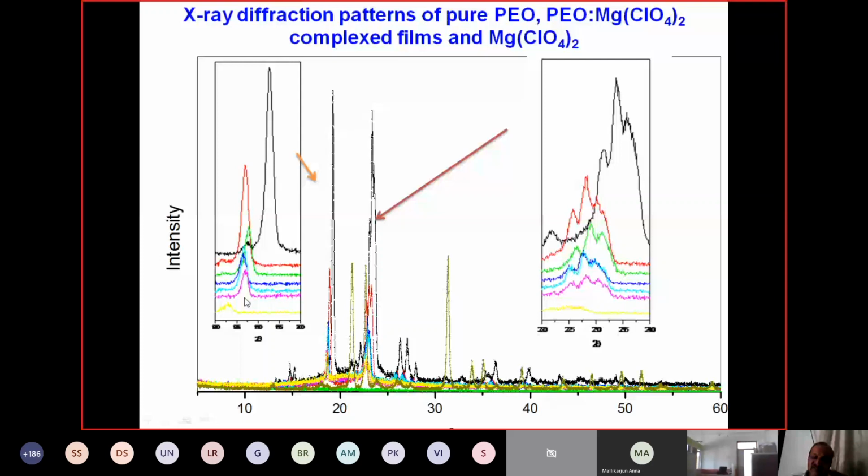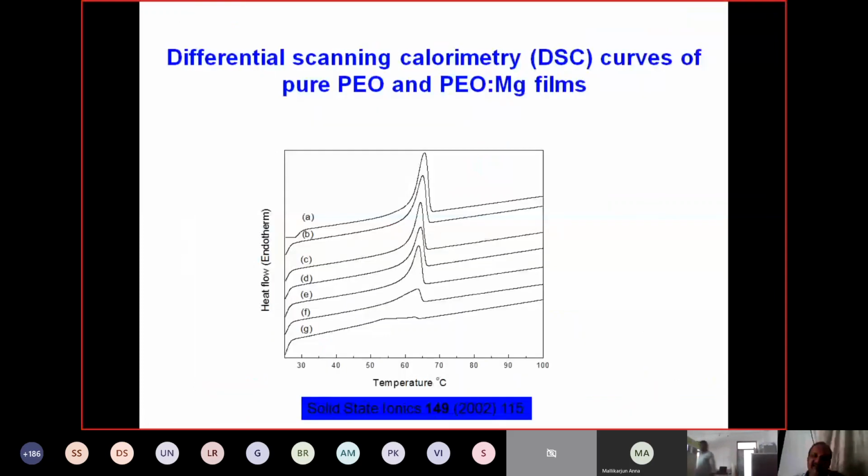Similarly to what I explained for the potassium salt, here you also see the DSC, differential scanning calorimetry, which shows the peak. This is for the pure PEO. This peak is totally decreasing, that means the area is decreasing. For higher content, you will not see any peak here. So its melting temperature is also decreasing, and the amorphous nature is increasing. Based on this area, we can calculate the crystalline nature.